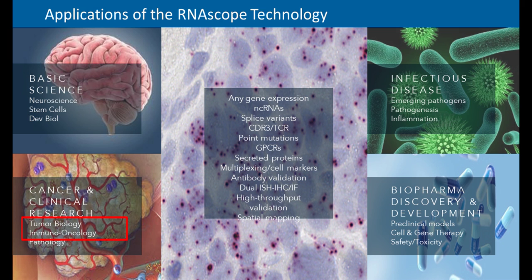research, for understanding emerging pathogens and studying inflammation induced by infections, for biopharma discovery and development research in cell and gene therapy analysis to assess the preclinical safety and efficacy of these therapies, and finally, for cancer clinical research, wherein it has been used extensively in understanding the tumor biology and studying different immune cell markers in immuno-oncology. For the purpose of today's presentation, I'll be focusing on the applications of RNAscope in oncology and immuno-oncology.